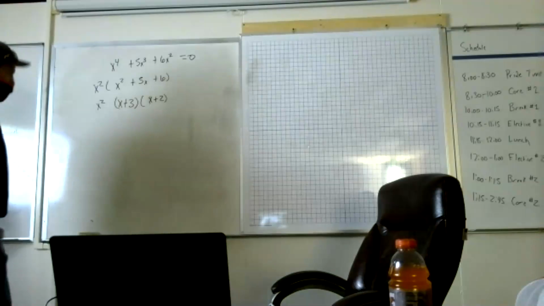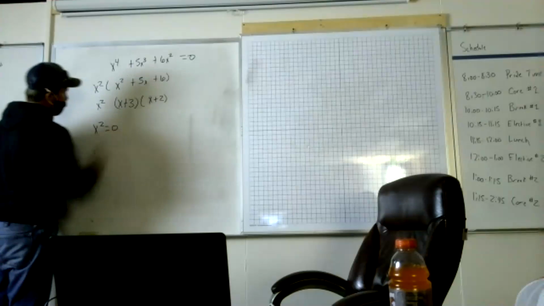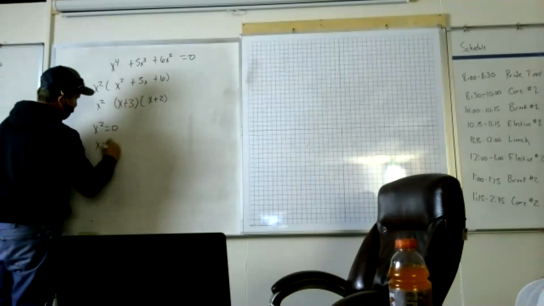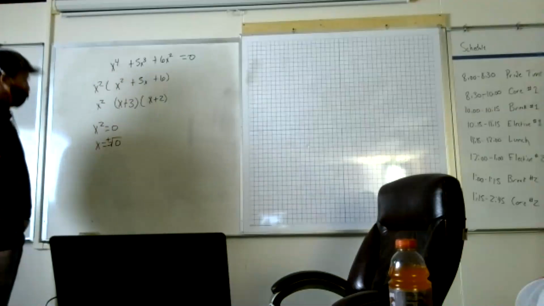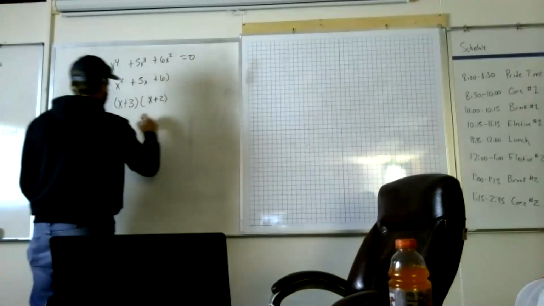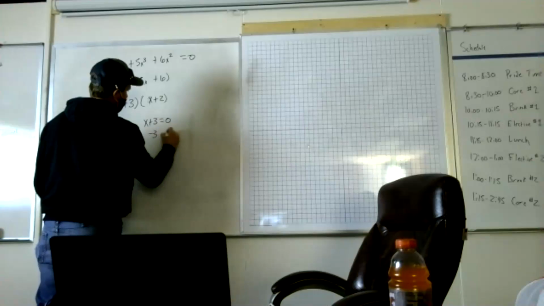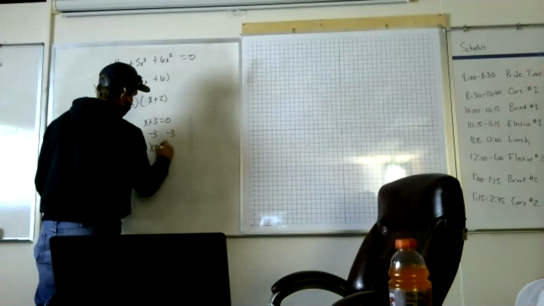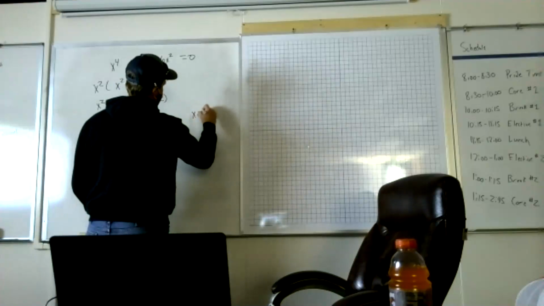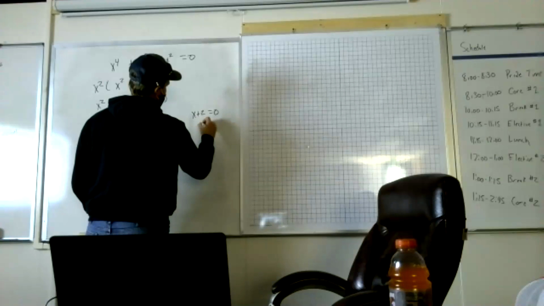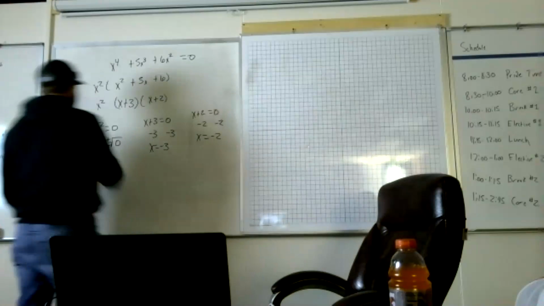Then the zero product property has to happen. So we set this x squared equal to 0. So x is equal to the square root of 0, plus or minus. Okay? This middle term, x plus 3, set equal to 0, solve for x. We get x is equal to negative 3. And then x plus 2, set equal to 0. Subtract 2 from both sides to solve. We get x equals negative 2. Okay.